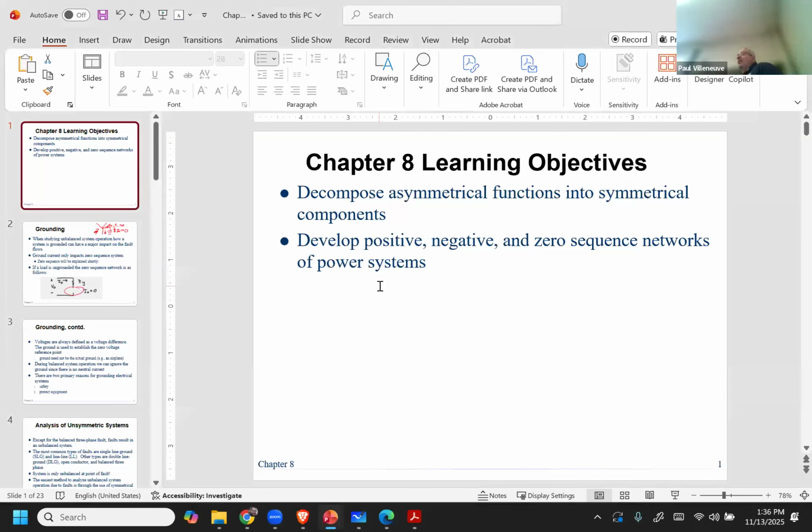Questions, because we went through a lot, very important stuff. But it really is important to figure out how our systems actually get grounded, why are they grounded, and why are they configured this way. And it's because of this zero sequence.